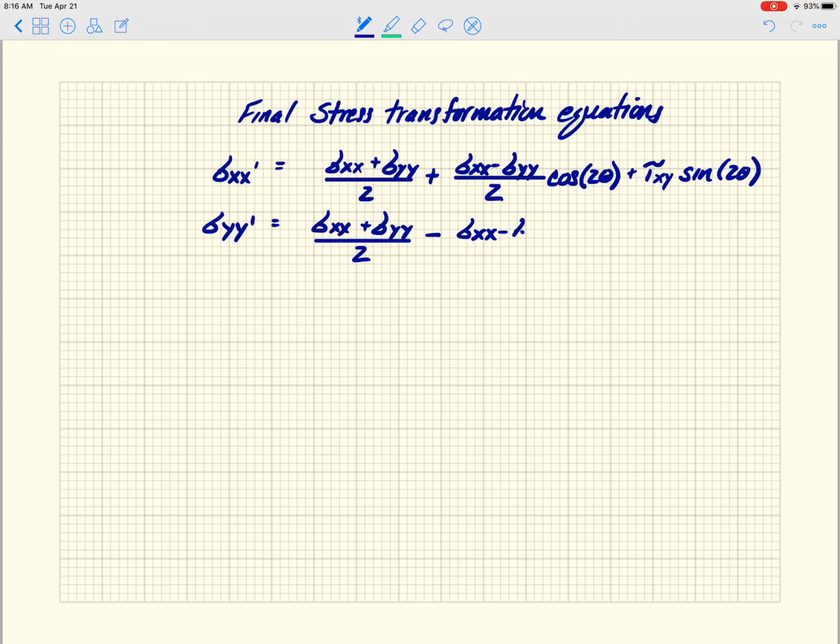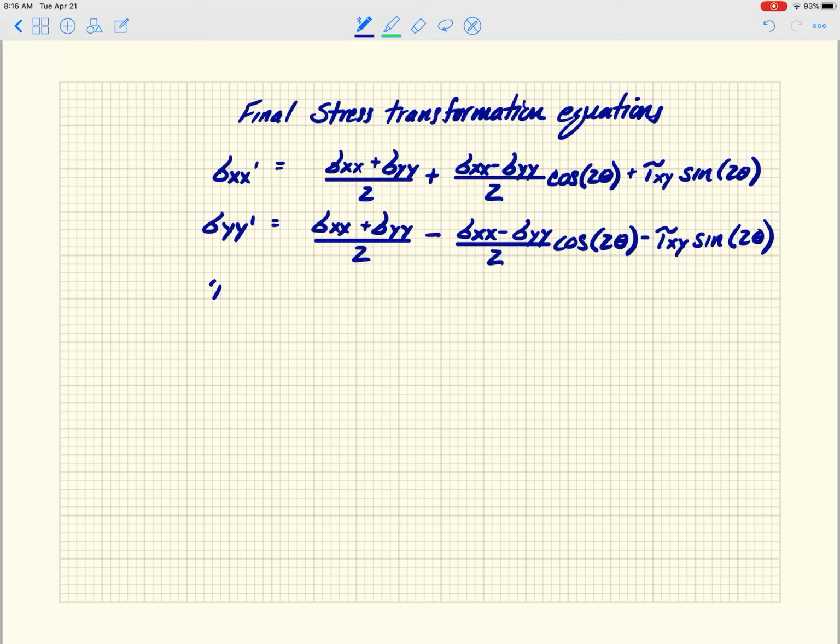This will be a minus now, sigma xx minus sigma yy divided by 2. And this is still cosine 2 theta. And then this is now a minus tau xy times sine 2 theta, just like that.